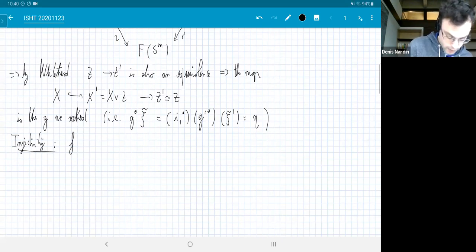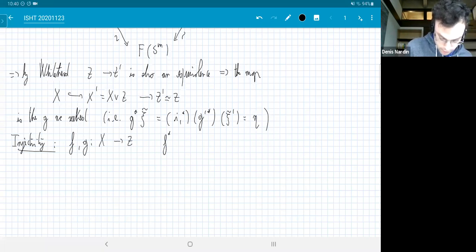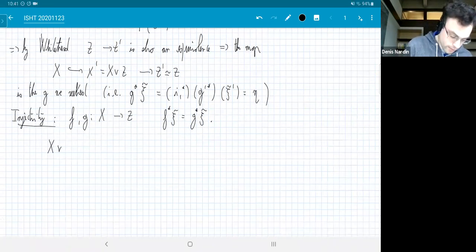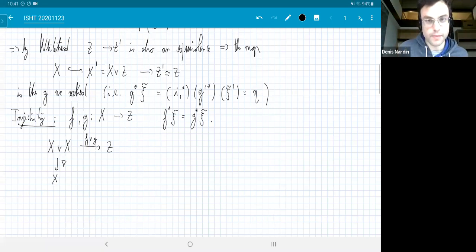So now we have f, g from X to Z such that f upper star of ξ tilde is g upper star of ξ tilde. And we want to show that f and g are homotopic. The trick at this point is to consider this diagram here, where this is the fold map, and pushing it out to some Y. This again is a homotopy pushout, if you're worried about these niceties.